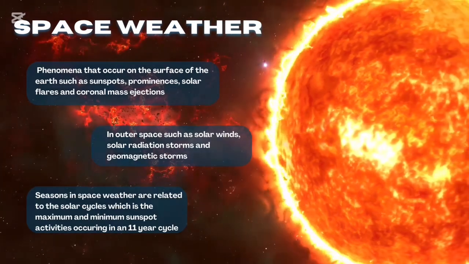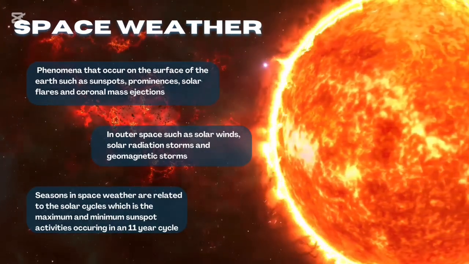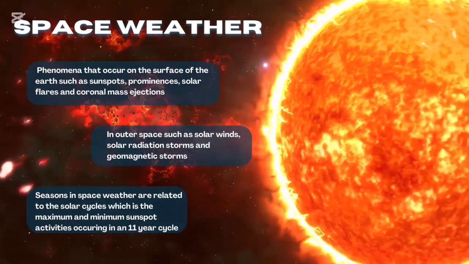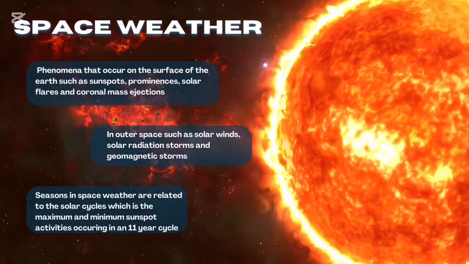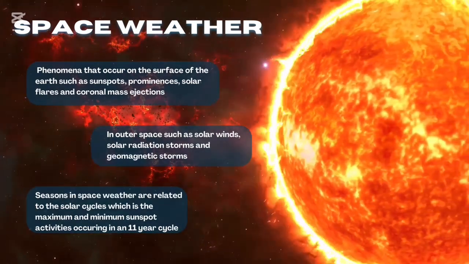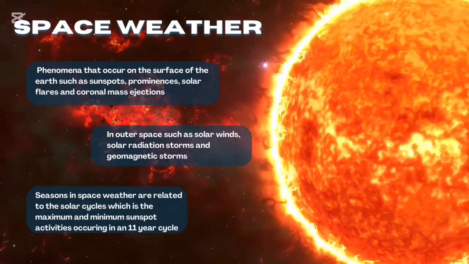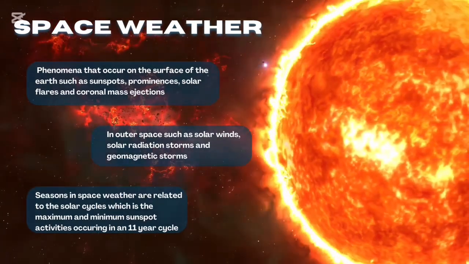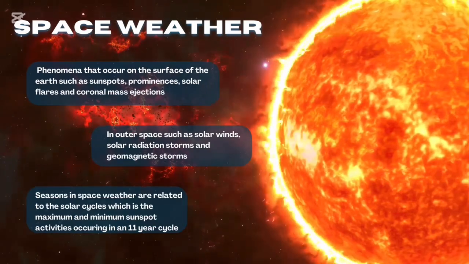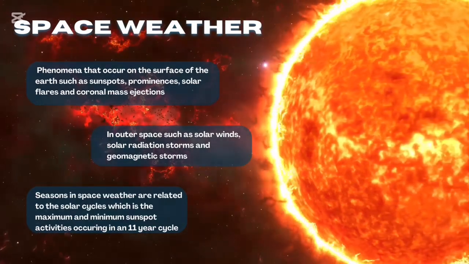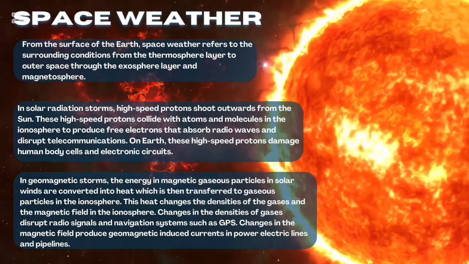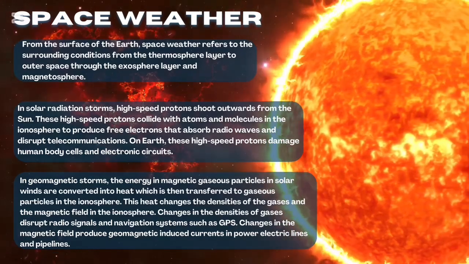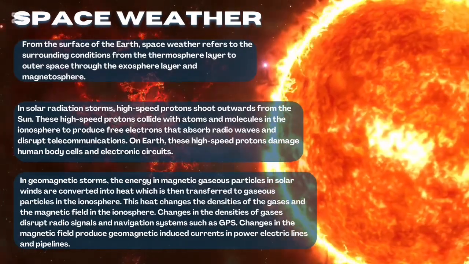Space weather. Space weather is defined as the phenomena that occur on the surface of the Sun, such as sunspots, prominence, solar flares, and coronal mass ejection, and in outer space, such as solar wind, solar radiation storms, and geomagnetic storms. Seasons in space weather are related to the solar cycle, which is the maximum and minimum sunspot activities occurring in an 11-year cycle. From the surface of the Earth, space weather refers to the surrounding conditions from the thermosphere layer to outer space throughout the exosphere layer and magnetosphere.